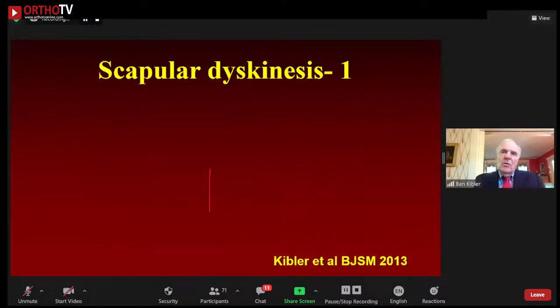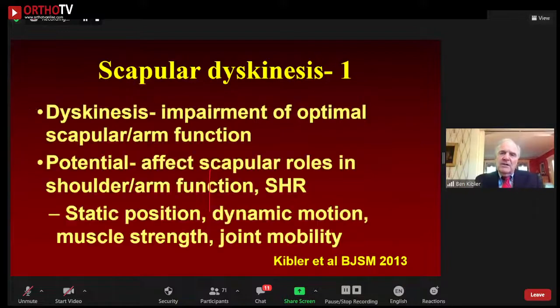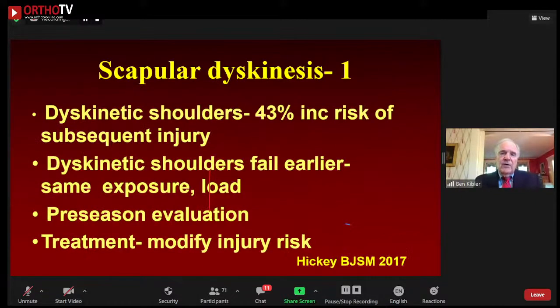So there are several ways that scapular dyskinesis interferes with arm function. The first is that because it's an impairment, it has the potential to affect scapular roles. It may not be right at that time, but we know from studying American baseball players that if you have this dyskinesis, you have an increased risk of having problems. 43% increased risk of subsequent injury in patients who demonstrate, while asymptomatic, a dyskinesis.